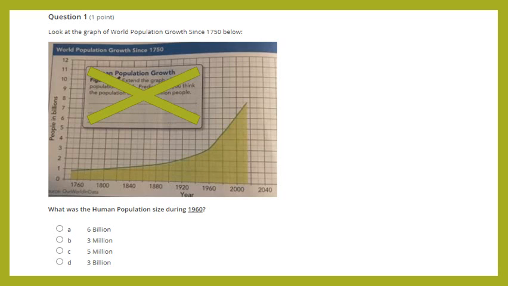So I'm going to find 1960 on the x-axis. Here it is. And then I'm going to use that information. I'm going to pull over that line to the y-axis so I can get the correct number. And please remember what unit you're working with.